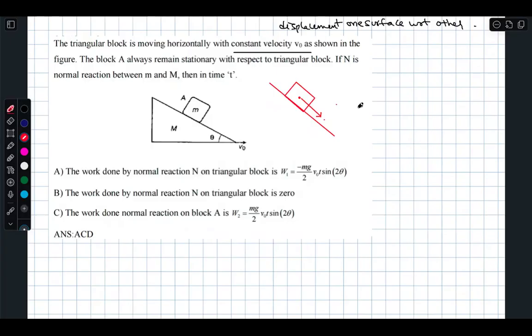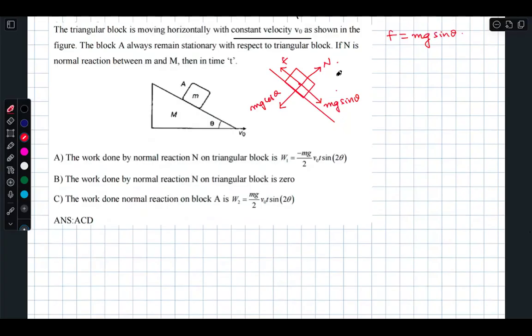Mg sin theta, friction. Friction is balancing mg sin theta all the time. And that is the reason why it is remaining at rest with respect to the wedge. So therefore, F is mg sin theta. And of course, you will have this mg cos theta term and a normal reaction term.